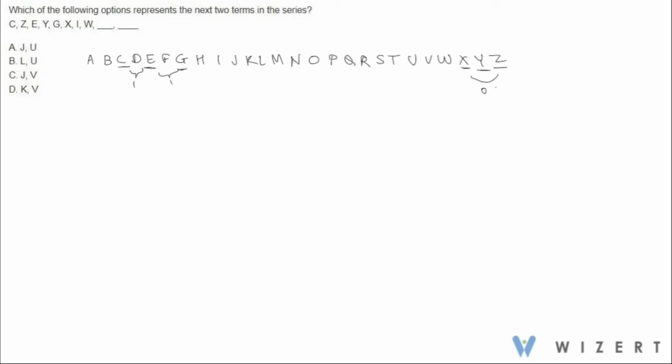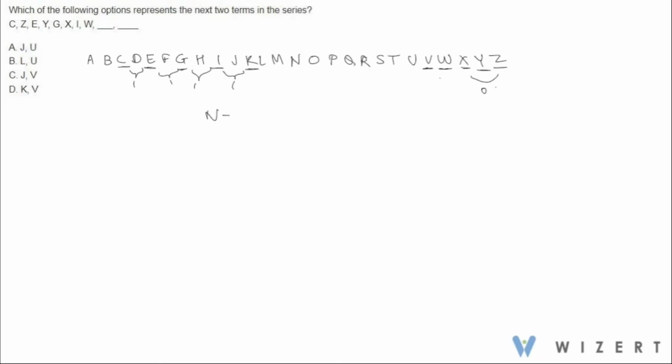So the next letter should be I after leaving this one letter, and the next letter should be W after leaving no letter. And if we check here in the pattern, it's correct. So the pattern that we have found here is true. So let's see, next should be K and here it should be V.